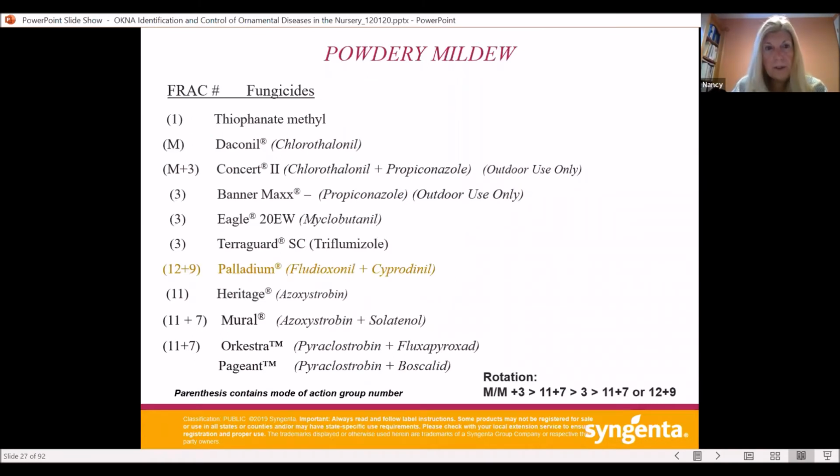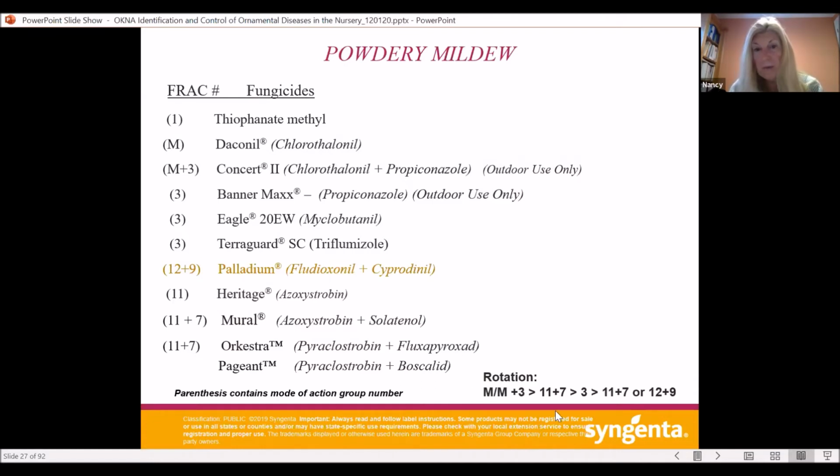So with powdery mildew, again, there are a similar group of fungicides that work very well on powdery mildew problems. You see the list here. Again, the FRAC group 3 is very strong on powdery mildew. So it's important to not overuse those or the 11-7 groups strictly. It's important to get some of the multi-site fungicides incorporated into your rotation as well.